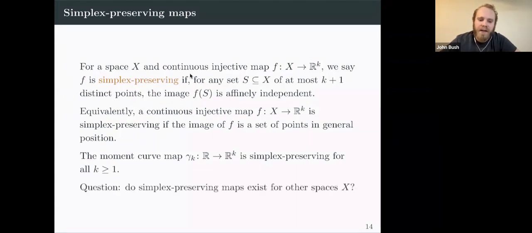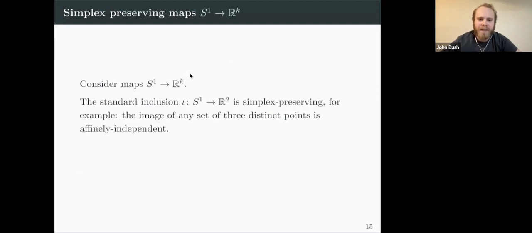So my question then is, do these sorts of maps exist for other domains X? Does there exist a simplex preserving map, say, from the plane to a higher dimensional Euclidean space, or from a sphere? Currently I have one result, which is about maps from the circle, specifically maps from the circle to R^k. For example, if k is equal to 2, then the standard inclusion of the circle into the plane is simplex preserving, because the image of any set of 3 distinct points is affinely independent. Of course, no 3 distinct points on a circle belong to a line.